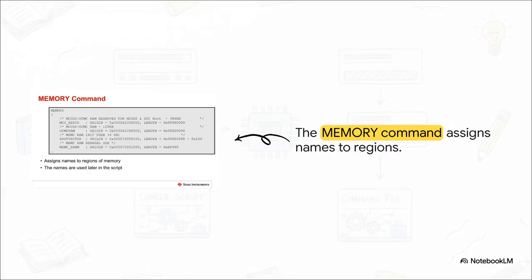What's really interesting here is how simple the memory command actually is once you isolate it. All it's doing is taking raw physical hardware addresses, like origin 0x0041C00000, and assigning them friendly human-readable names like MCU reserved or OCMC RAM. It just specifies the starting address and the length of the region. By setting this up first, the rest of your script doesn't have to deal with ugly hexadecimal addresses anymore. It can just say, hey, put this in the OCMC RAM.